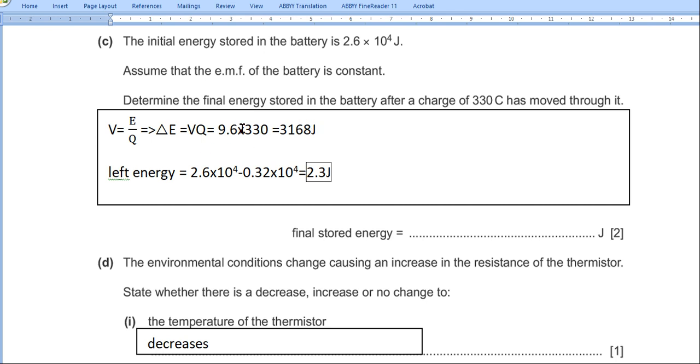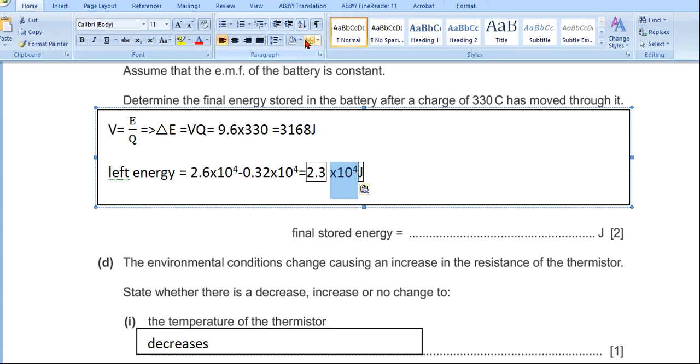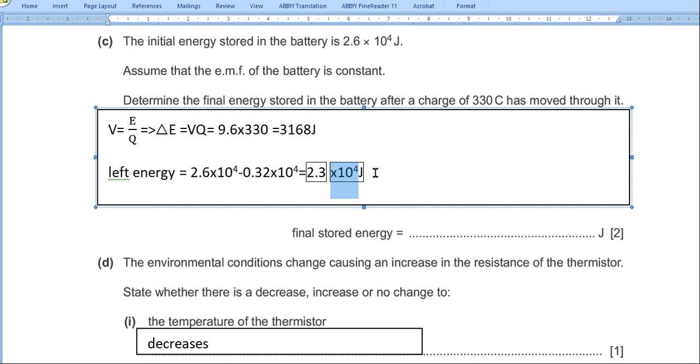Because they ask left energy, so this is initial value, 2.6. We subtract with the same order value spent, and if we do it, we should not forget, of course, 10 to the fourth. So this is my mistake. 10 to the fourth. Joule.